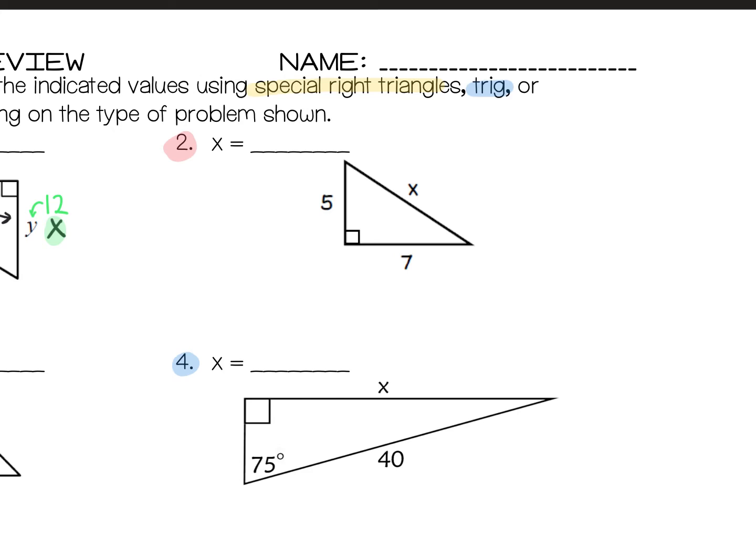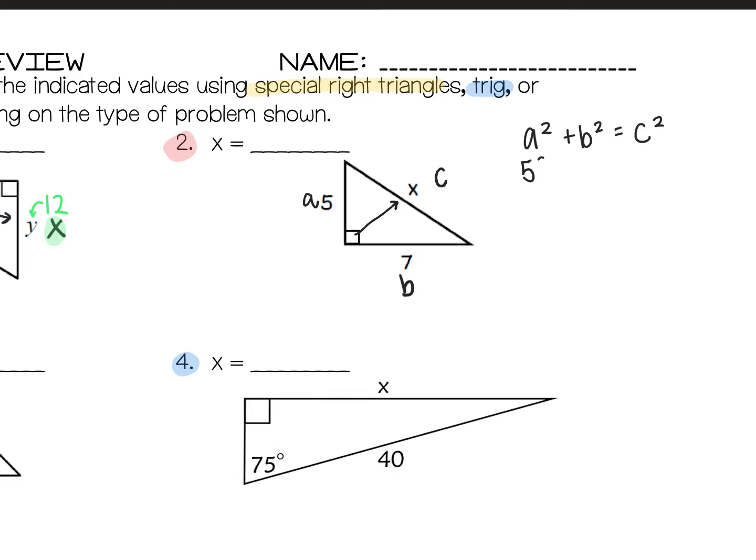For number 2, this is Pythagorean theorem, again, because there's no angles given except the right angle. You can label A and B either way, but the hypotenuse has to be C. So this problem would be set up something like this. Pythagorean theorem, in case you forget, is a squared plus b squared equals c squared. That won't be given tomorrow, so you do have to have that memorized.